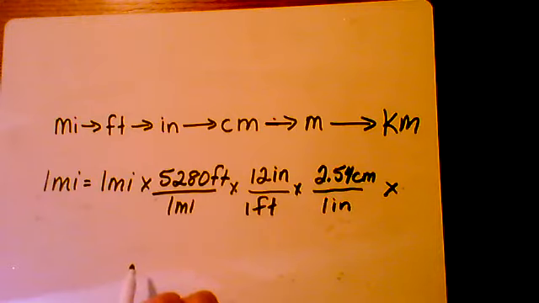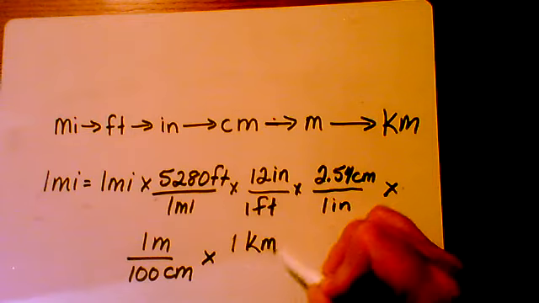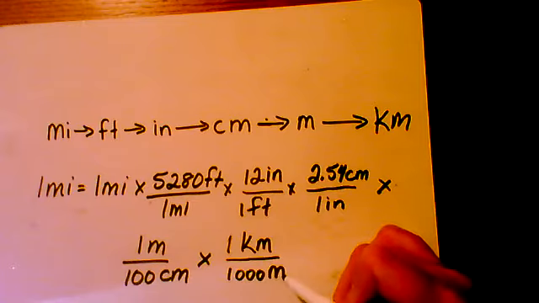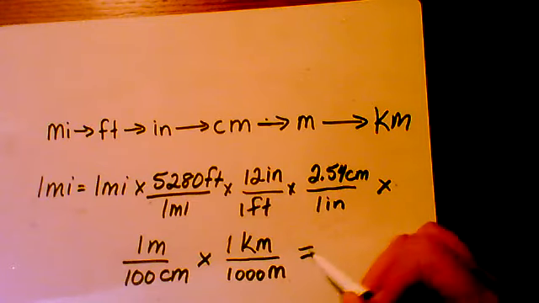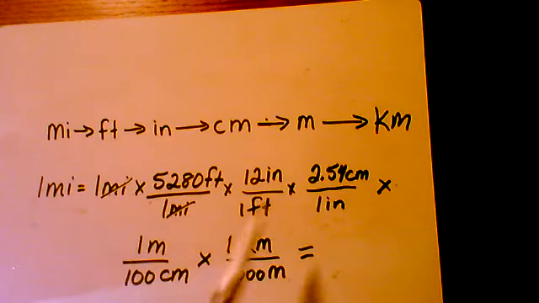How many meters are equivalent to centimeters, right? So we have 1 meter per 100 centimeters. And then we're moving on to kilometers. So we have 1 kilometer per 1,000 meters. And that will give us our answer. So we can go through and factor out all of the labels that are repeats. There we go.